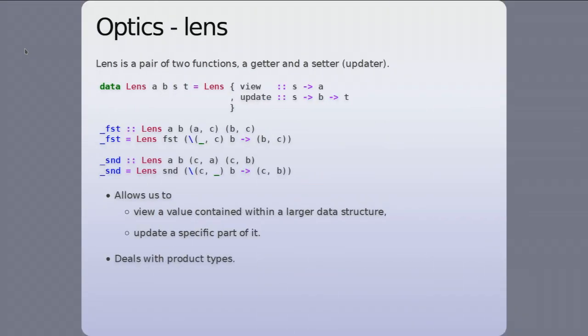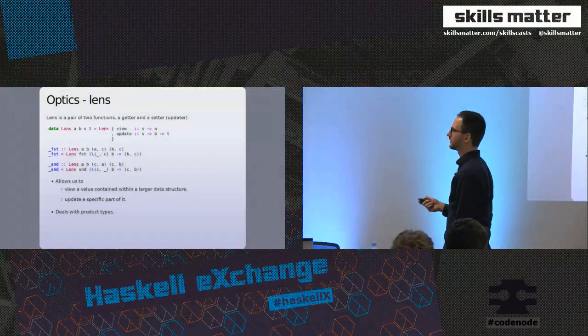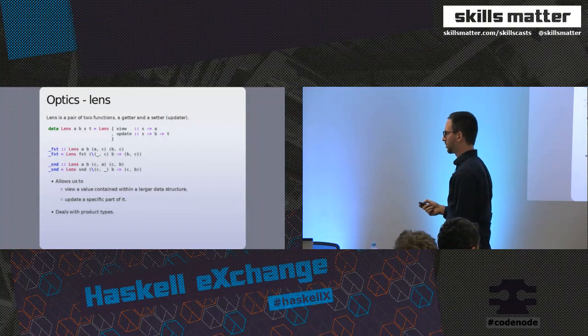Okay, so basically, a lens allows us to view a value contained within a larger data structure and update the specific part of it, right? That's what the view function is: we take a larger data structure and then extract some smaller part. And the update function takes a large data structure and the smaller value, and produces a new value, right? So here we have an example. The first lens focuses on the first coordinate of a pair, and the second lens on the second, appropriately.